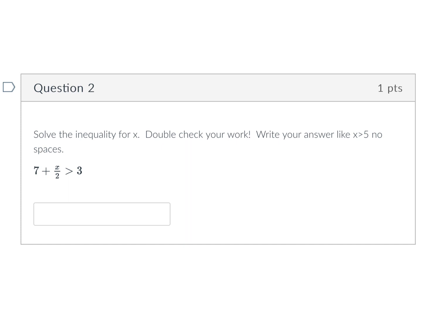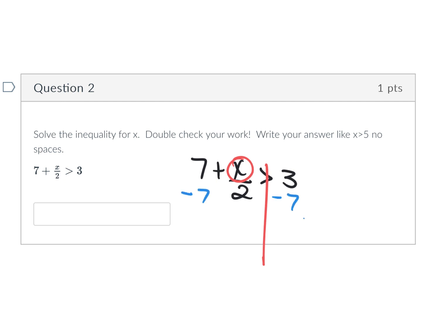Guys, on number 2, it says two-step inequality. So we have 7 plus x over 2 is greater than 3. So remember, the first thing we want to do is get rid of the number not with x. Well, there's the x. So the first number we get rid of is the 7. To get rid of a positive 7, we subtract 7 from both sides. That goes away. Bring down the x over 2.